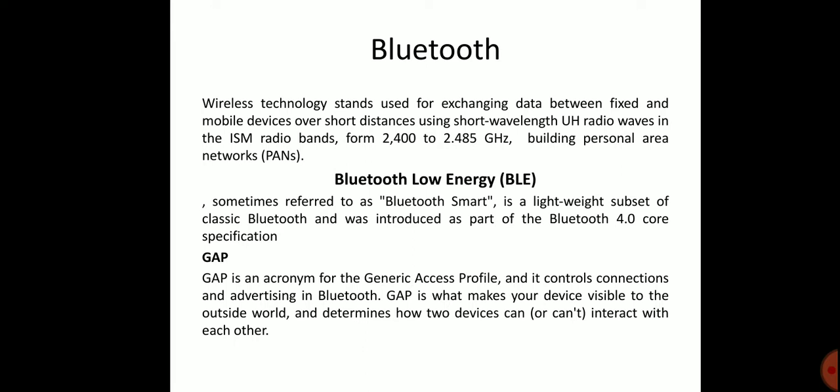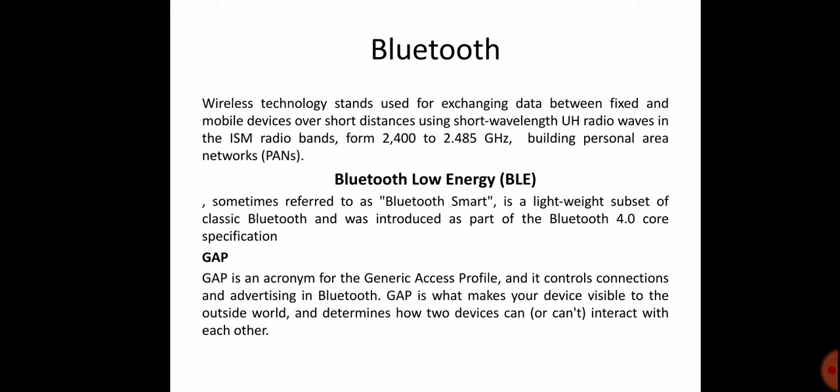So, what is the introduction of Bluetooth? It is a wireless technology for exchanging data between fixed and mobile devices over short distances using short-wavelength radio waves in the ISM radio band from 2.400 to 2.485 GHz, building personal area networks, that is PANs.